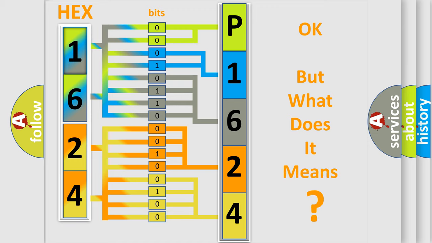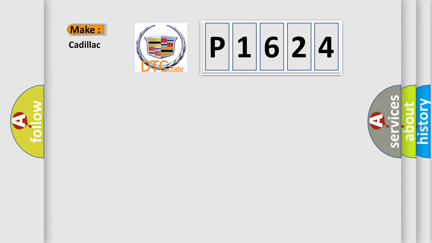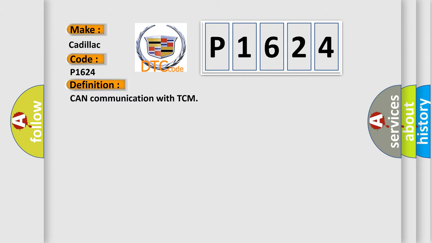The number itself does not make sense to us if we cannot assign information to what it actually expresses. So, what does the diagnostic trouble code P1624 interpret specifically for Cadillac? The basic definition is CAN communication with TCM.